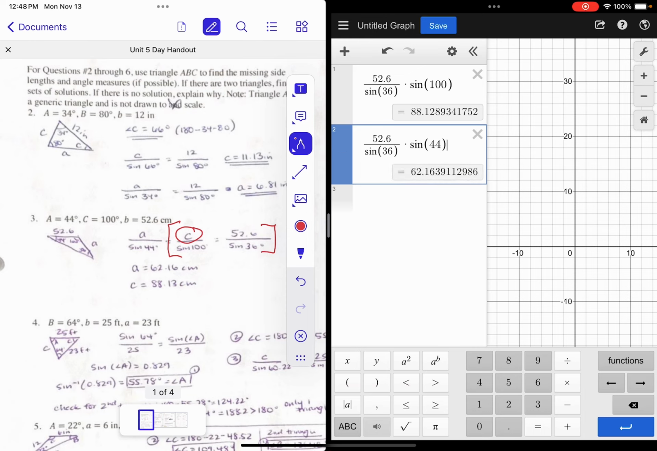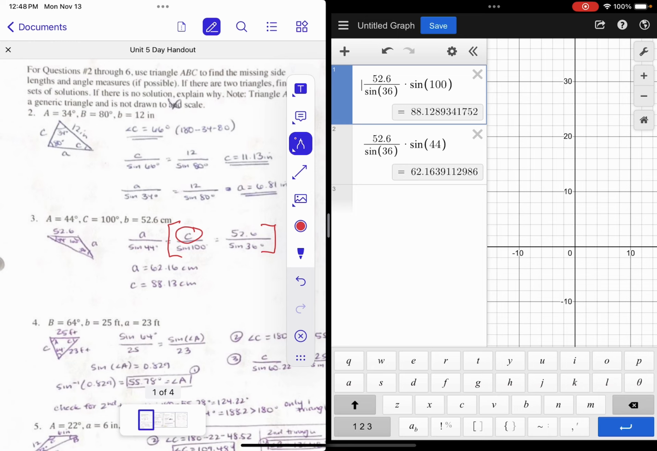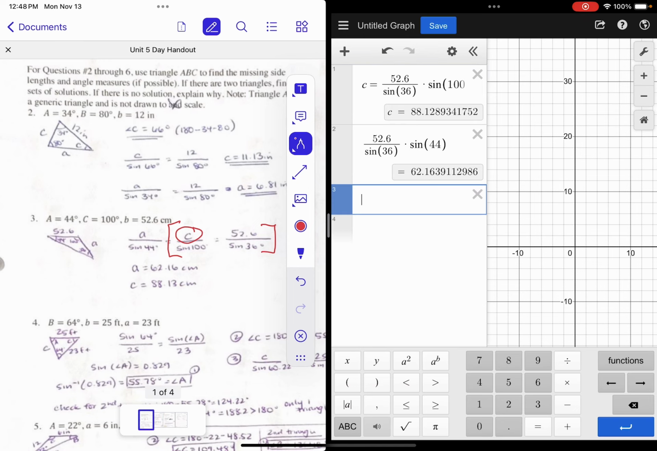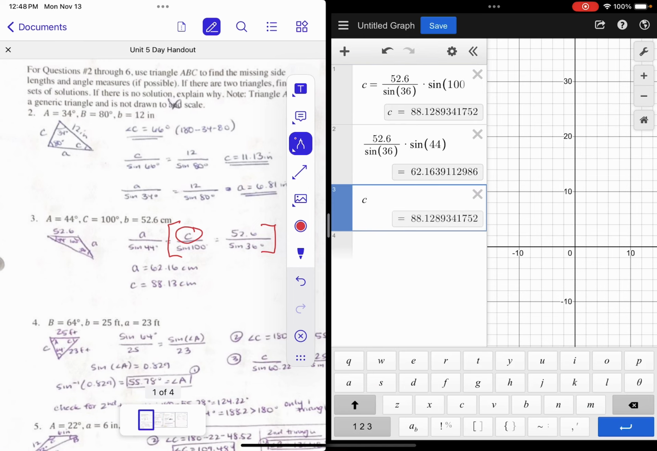Now, if this was a multi-step problem, which we may see in future modules, I may want to assign these variables so I can pull those values and keep using them later. One trick with Desmos we can do is go over to my keyboard. This was length C, so I'm going to just write C equals. And then every time I put C down here, it's going to give me my value.